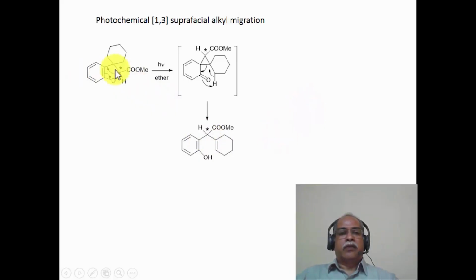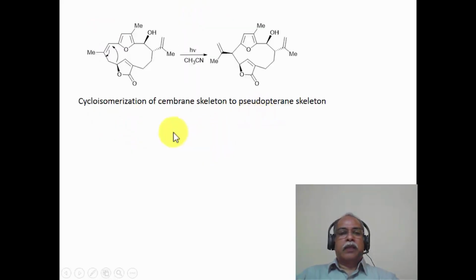Sorry, this is a photochemical migration. So this will be a suprafacial migration with the retention of stereochemistry. I'm sorry. The inversion of stereochemistry takes place only in the antarafacial migration, which is a thermal migration. This is an example of a photochemical migration. So that is with the retention of stereochemistry, it should take place.